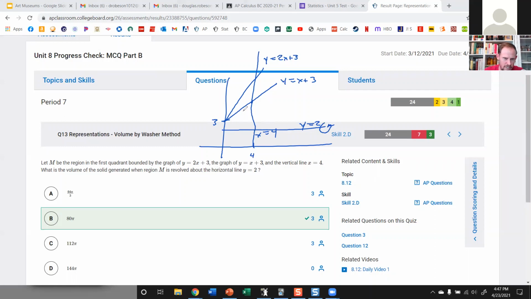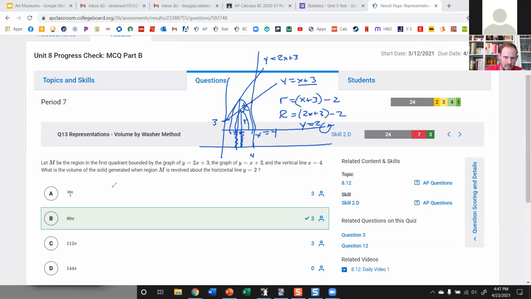All right, so if we're revolving that, we're going to have a little radius right here. And we're going to have a big radius right here. So the little r is to this line. So the little r would be x plus 3. And then we'd have to take away from here down to here, this part, so 2. The big R would be up to the top line. So it'd start at the top line, the 2x plus 3. And then again, we'd have to take away this little part down here, which is another 2.